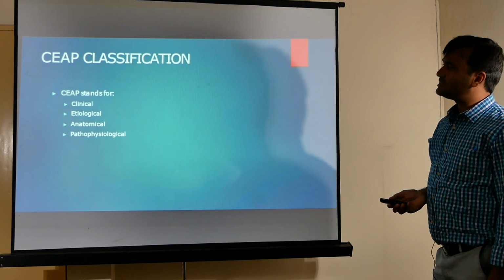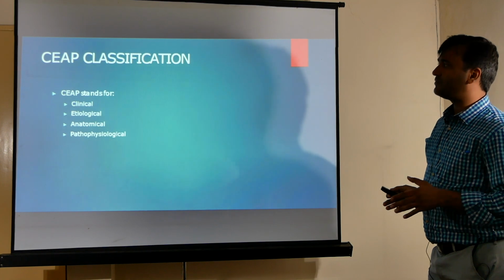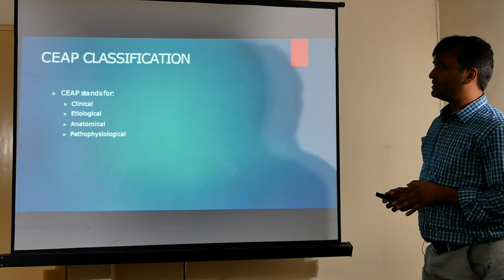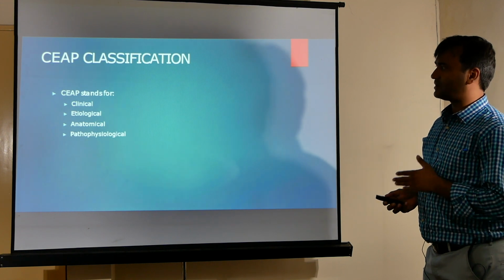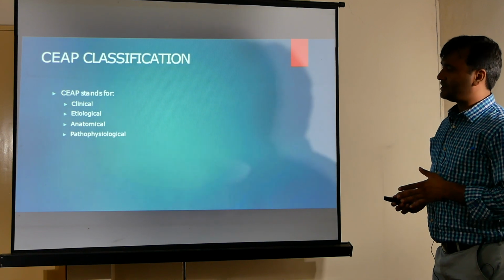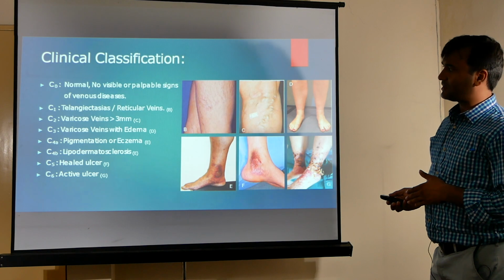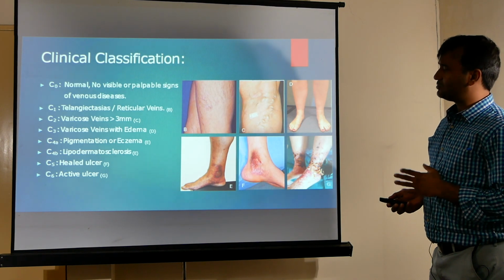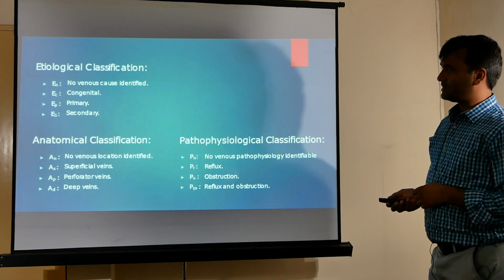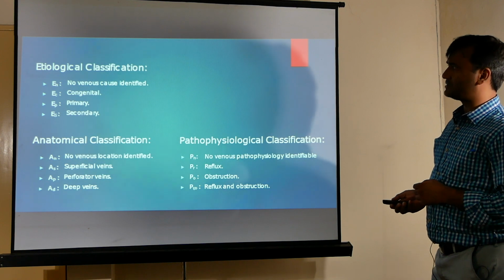There are various classifications present to classify the intensity of varicose vein. These depend upon the type of classification. One is the CEAP classification, that is clinical, etiological, anatomical and pathophysiological. One is clinical classification according to the severity of varicose vein, then etiological classification, anatomical and pathophysiological. There are various kinds of classifications present in this.